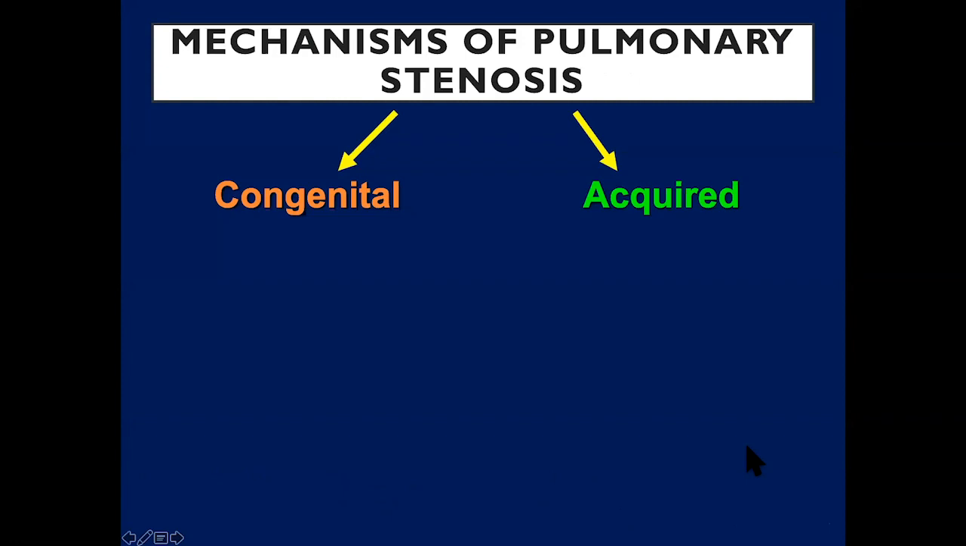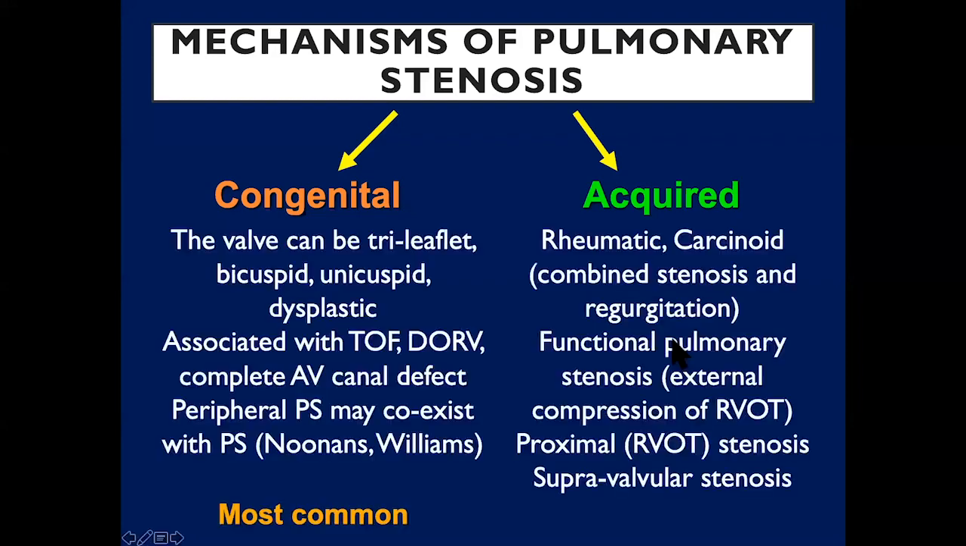Finally, our last lesion, pulmonary stenosis. So pulmonary stenosis can be congenital or acquired. And probably the most common one is congenital pulmonary stenosis. The valve can be, in these patients, trileaflet, bicuspid, unicuspid, dysplastic. It's often associated with tetralogy of Fallot, double outlet RV. Peripheral pulmonary stenosis can also coexist with pulmonary stenosis, as in Noonan syndrome and Williams syndrome.